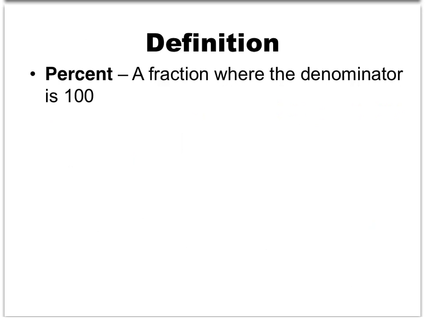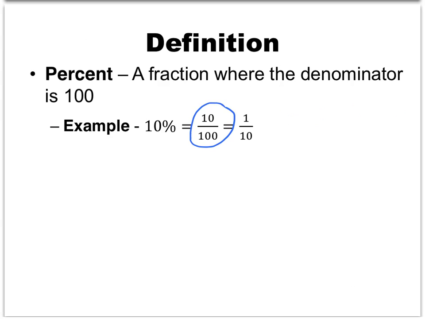Now, percent is something we haven't talked about so far in this class, so let's do a brief definition of what a percent is. A percent is simply nothing more than a fraction where the denominator is 100. So as a simple example, let's take the percent 10%. That is equal to a fraction where the denominator is 100 and the numerator is 10, and then we could reduce that to the fraction 1/10.